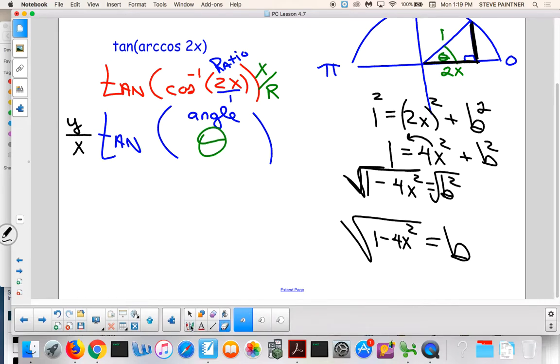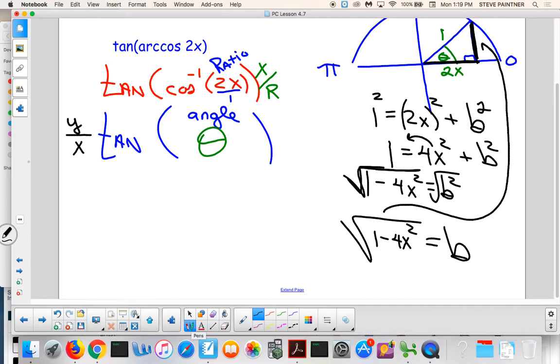Okay, so that funny looking number is right here. So now you're supposed to answer this question. What's tangent of theta? Theta's right there. What's the y? Square root of 1 minus 4x squared. And then what's x? 2x.